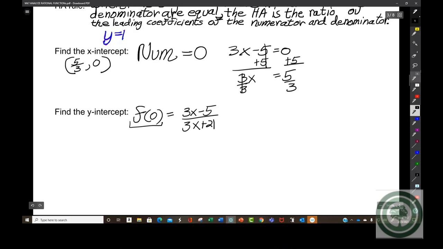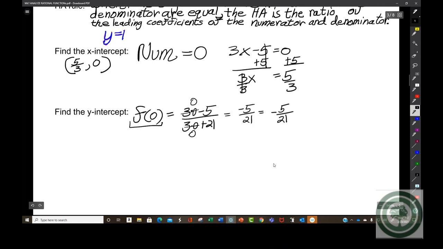But f of 0 has the x's being 0. So I could just say times 0 times 0. Well, 3 times 0 is 0. 3 times 0 is 0. 0 minus 5 is negative 5. 0 plus 21 is positive 21. So again, we have one of these really small numbers. This is going to be a little smaller than 1/4. Okay, a little smaller than 1/4.